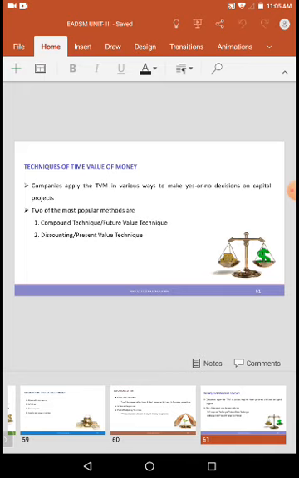So with respect to the previous class, as of now, in TVM we have different methods. The first one is known as the compound technique, and the second one is called discounting or present value technique. These are the two methods of time value of money where we can estimate the value for the money. First, we will go with the compound technique, or future value technique.